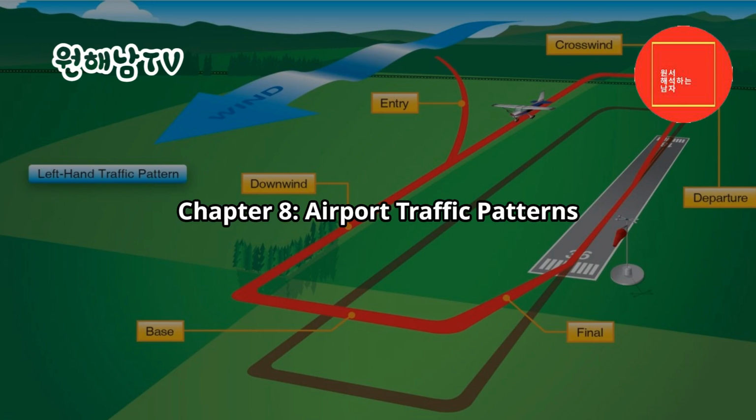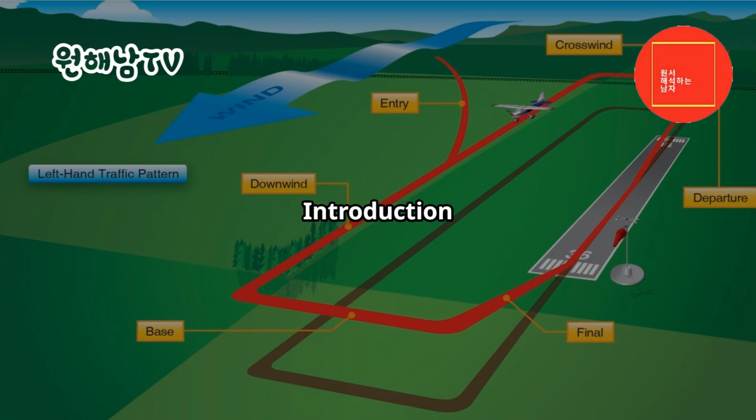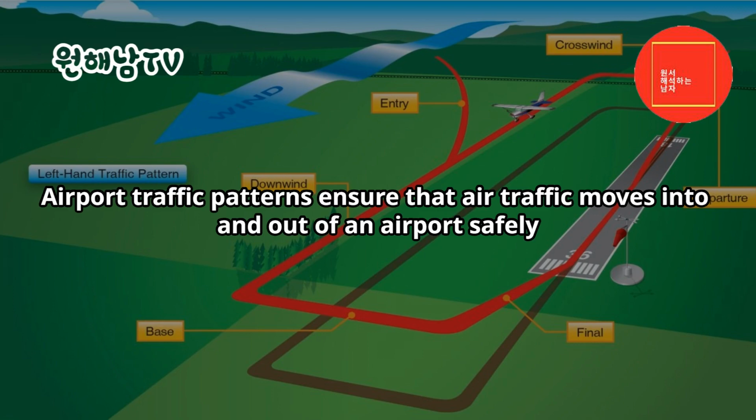Chapter 8. Airport Traffic Patterns. Introduction. Airport traffic patterns ensure that air traffic moves into and out of an airport safely.